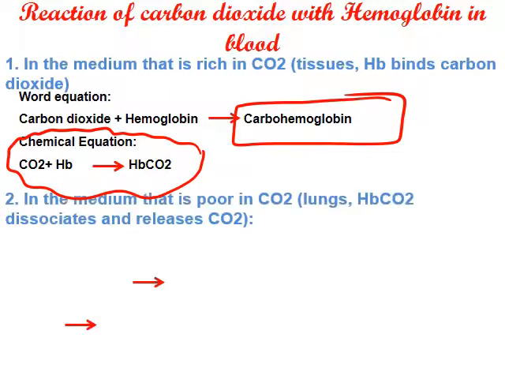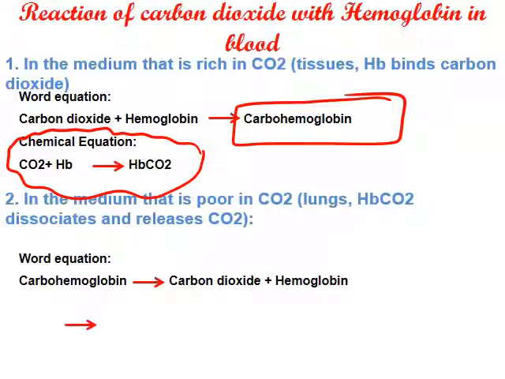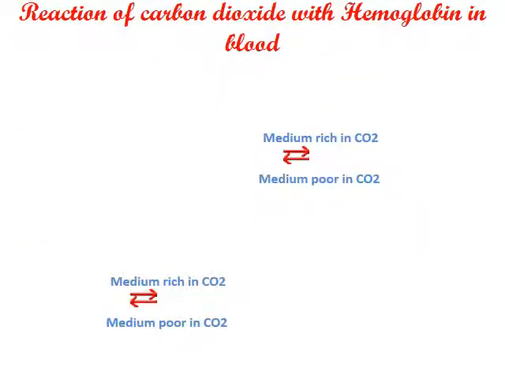While in a medium that's poor in CO2, like the lungs, HbCO2 dissociates and releases CO2. Word equation: carbohemoglobin gives carbon dioxide plus hemoglobin. Chemical equation: HbCO2 gives CO2 plus hemoglobin.